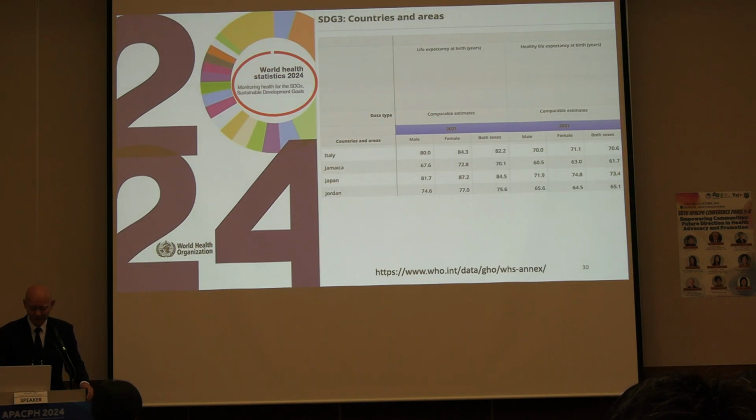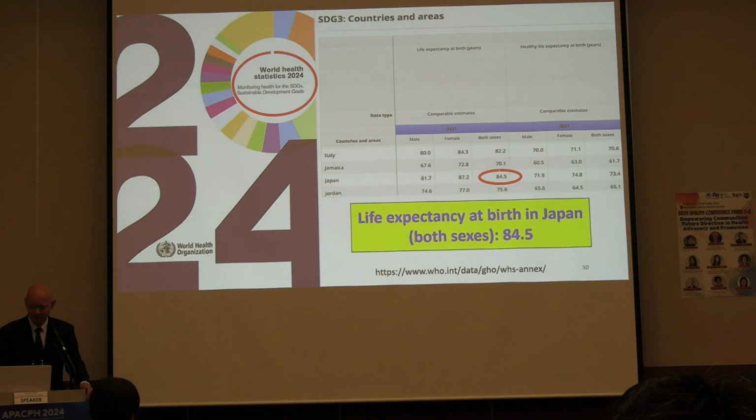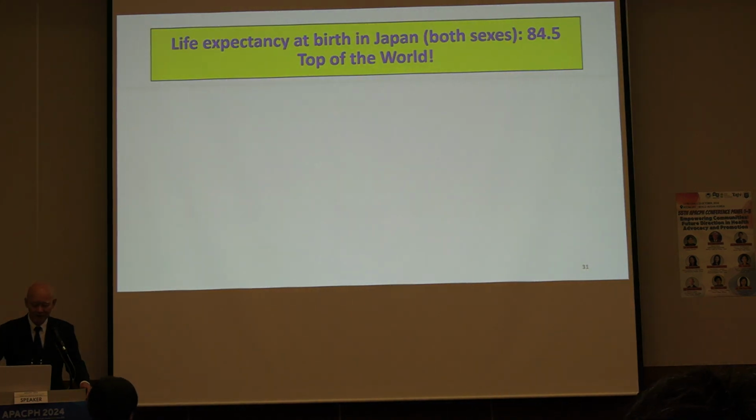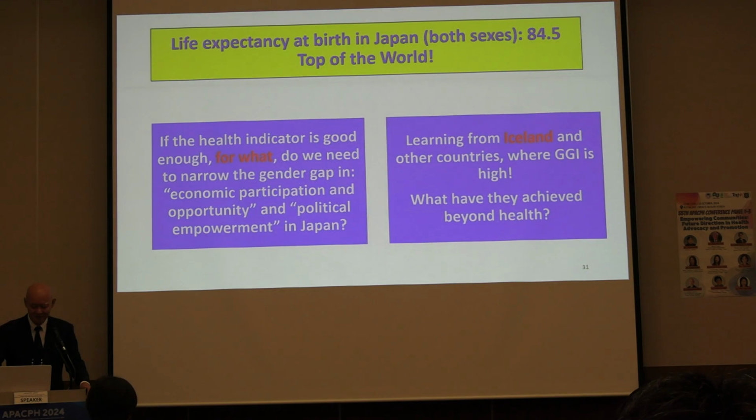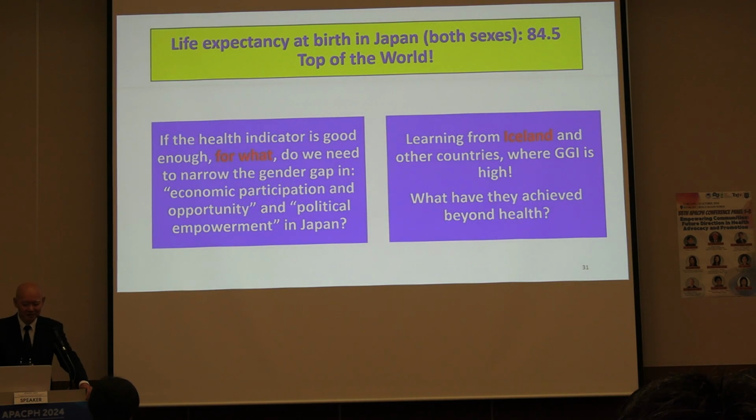Then how about the World Health statistics? Japan is the top. Life expectancy at birth, 80.5. Life expectancy is the top in the world, but the gender index is extremely low. So my question: if the health indicator is good enough, what is the role of women's empowerment in Japan?